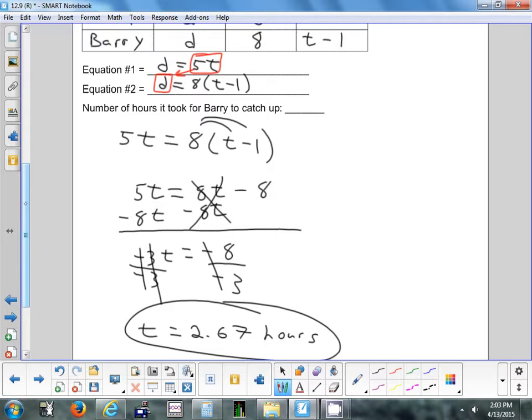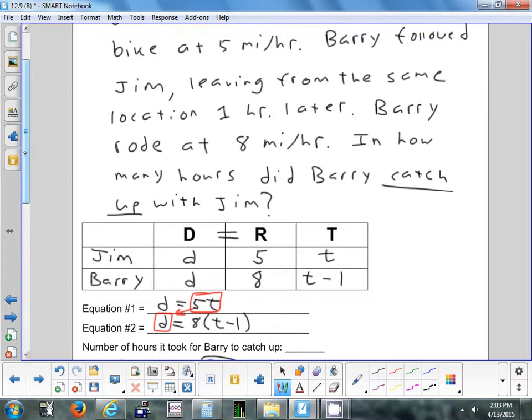Okay, now let's go back up and just read the question. Did it say, how long is Barry going to be riding for before they catch up? Or how long has Jim been riding for? Because it's an hour different. In how many hours will Barry catch up with Jim? So all we want to know is, how long is it going to take Barry to catch up with Jim? Okay, how long has Jim been riding for? What was t?